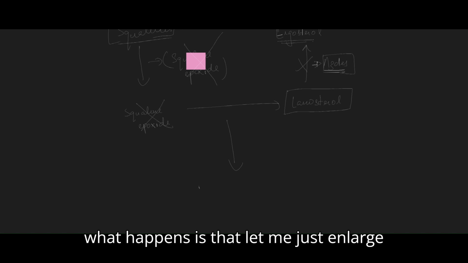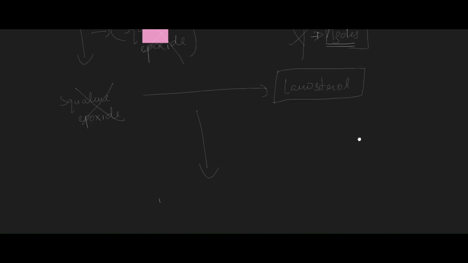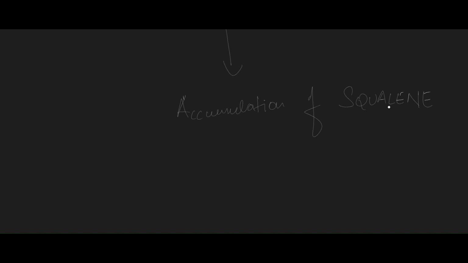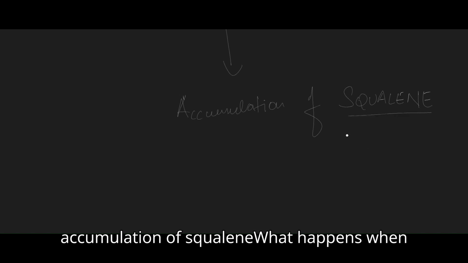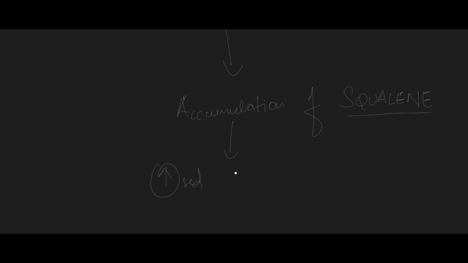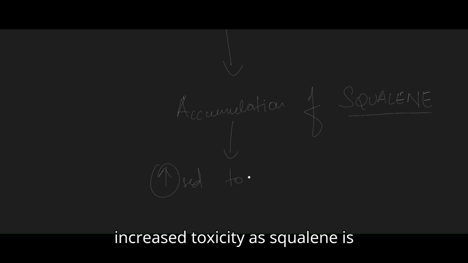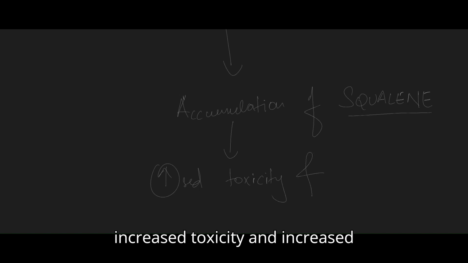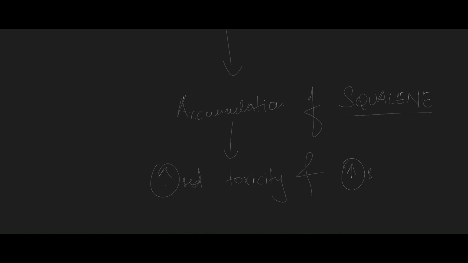So let me just enlarge it. Now what happens is accumulation of squalene actually occurs. What happens when squalene gets accumulated? It leads to increased toxicity, as squalene is actually toxic for the cell. Increased toxicity and increased permeability.